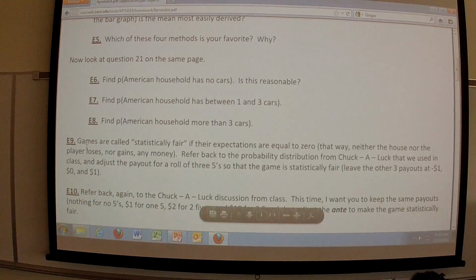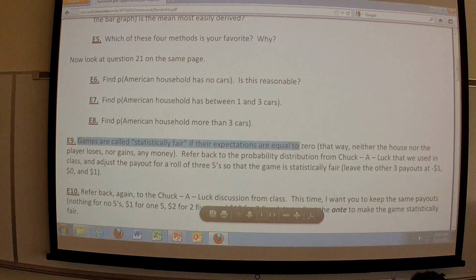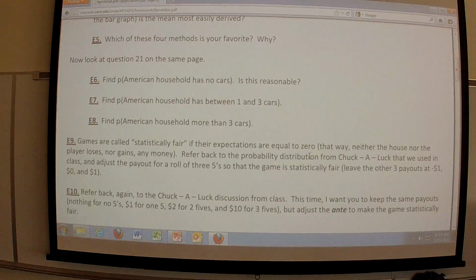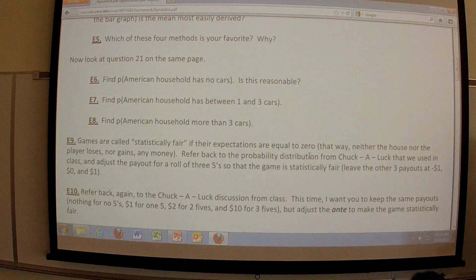E9. Games are called statistically fair if their expectations are equal to 0. I mentioned this in class on Wednesday, talking about how Vegas has to keep an eye on the break-even point. You ran a couple of those in the in-class quiz, which I haven't gotten back yet from Amber. I'll get them back to you as soon as I do.